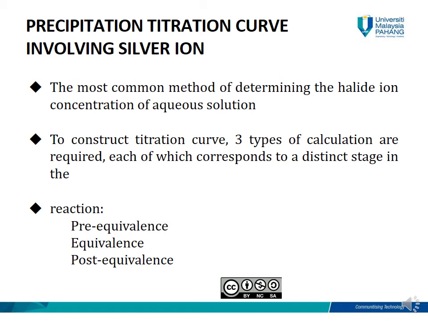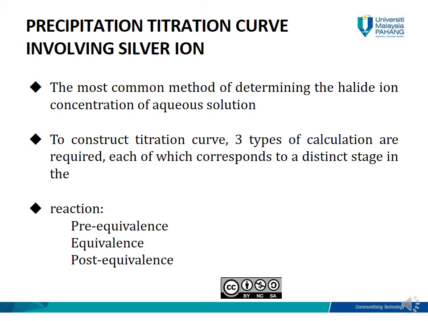Okay, now we're going to the last part of this topic. I will show you how to calculate, in order to construct a titration curve for this kind of precipitation titration. Precipitation titration is the most common method to determine the halide ion concentration of an aqueous solution.